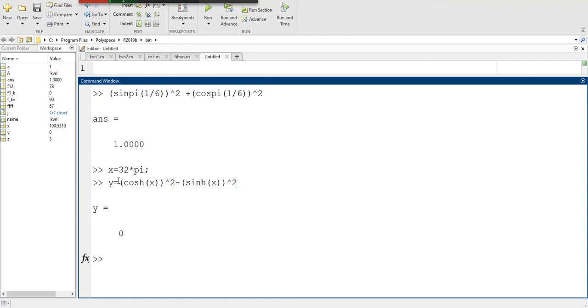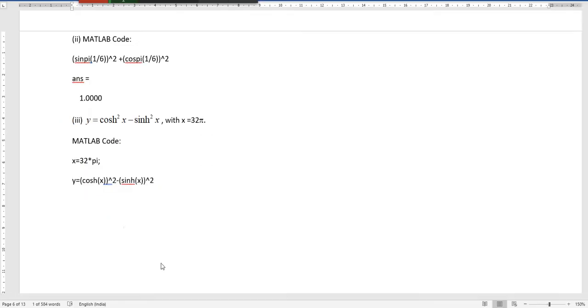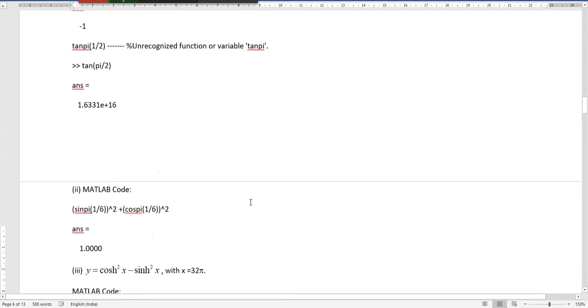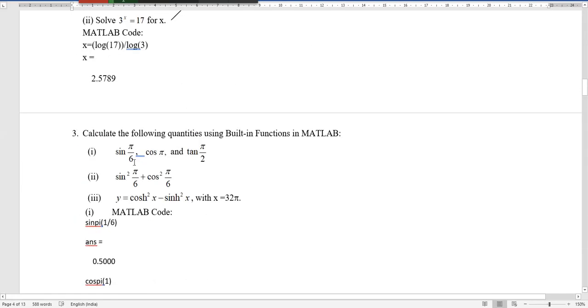So y equals 0. What is the meaning? Cosh square minus sinh square, if you calculate the value, you will get y equals 0. Mathematically just verify it, you will get the same answer. Every time, write the output. So three questions are completed.